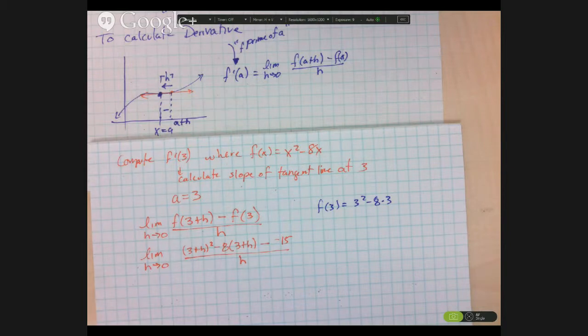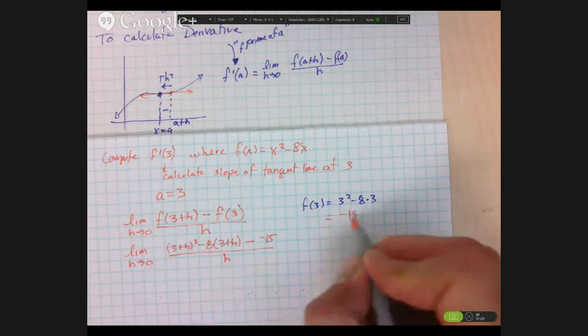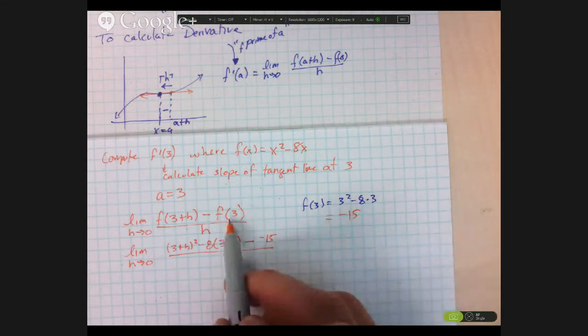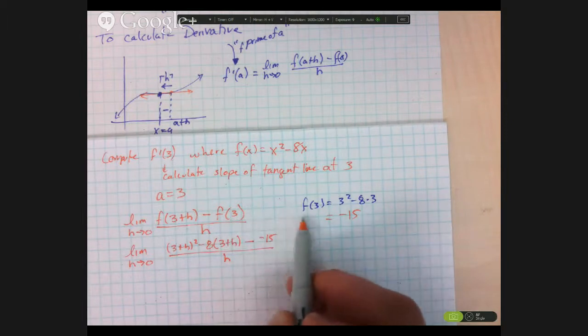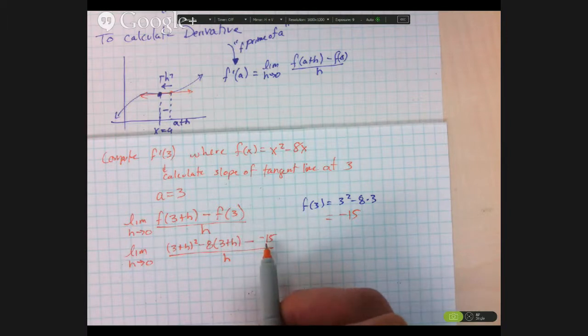You with me? They're still in it. What was that? Minus negative 15 supported back. Where did that come from? F of 3 has to be in here. So I calculated this as negative 15 and inserted it for f of 3. 8 times 3 is 24.